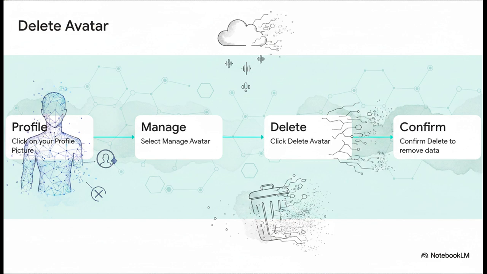If you ever wake up one day and decide, hey, I want to remove my digital twin, it takes like 10 seconds. You simply click your profile picture, select Manage Avatar, click Delete Avatar, and just confirm your choice. That's the whole shebang. Just like that, all your stored recordings, your voice samples, and generated data are wiped clean from the system immediately. You can opt out whenever you want.